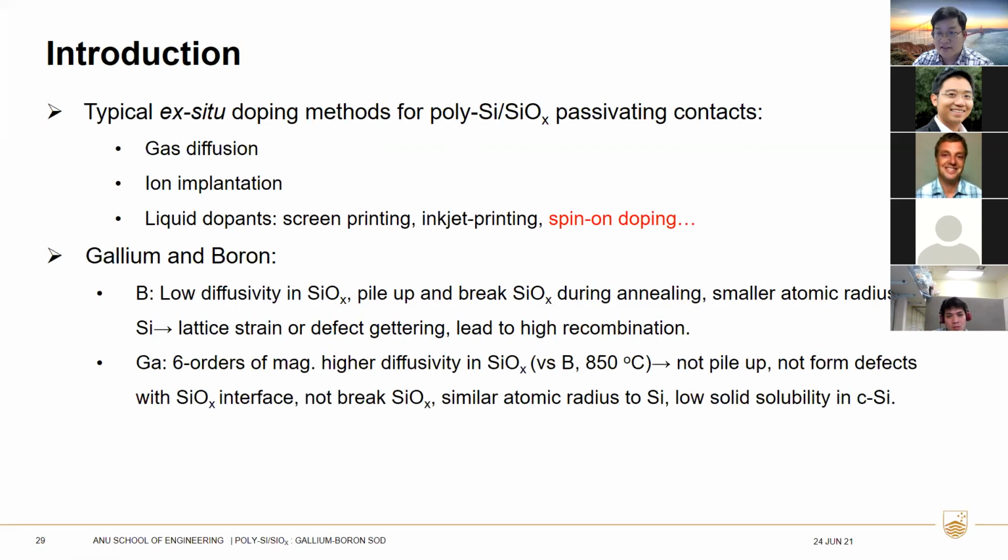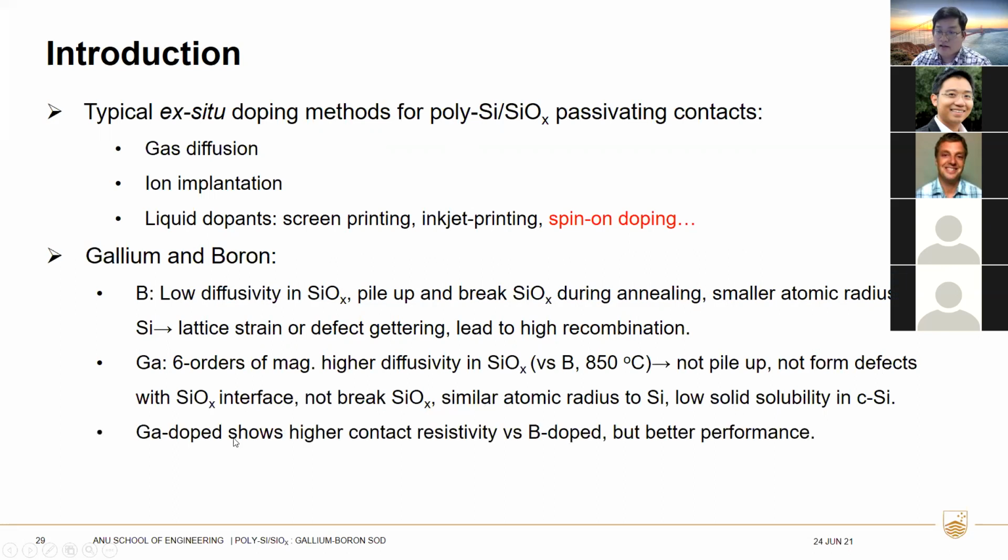For gallium, it has 6 orders of magnitude higher diffusivity in silicon oxide, versus boron at 850 degrees. And it does not pile up, and does not form defects at the silicon oxide interface. It does not crack the oxide either. And it has a similar atomic radius to silicon, also with low solubility in crystalline silicon.